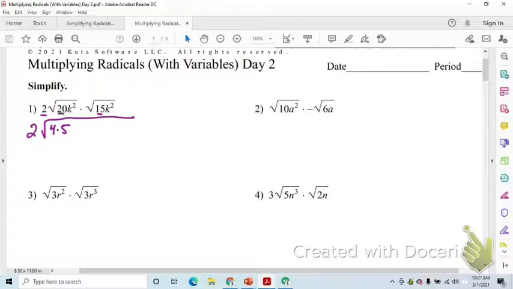15 is the same thing as 5 times 3. And then I have k squared times k squared. So I'm breaking it down because I don't want to work with big numbers right now. Just not feeling it. You know, it's a Monday. So the 2 is still out front.